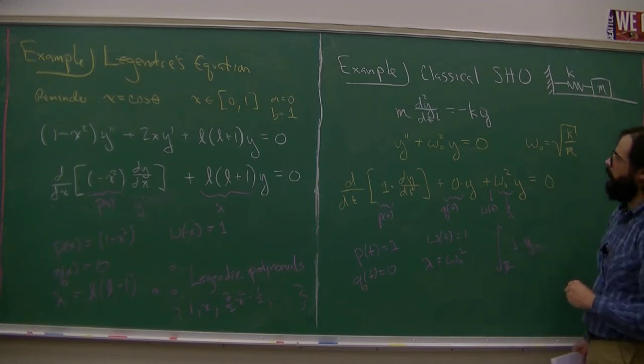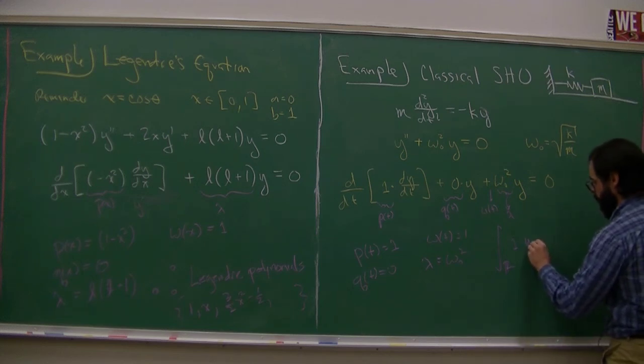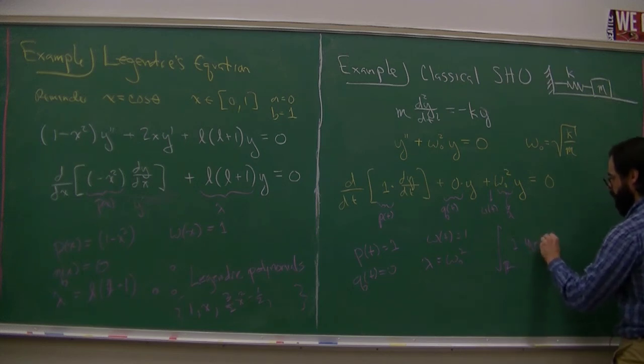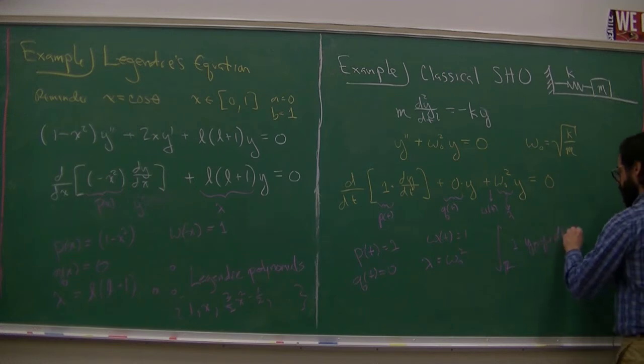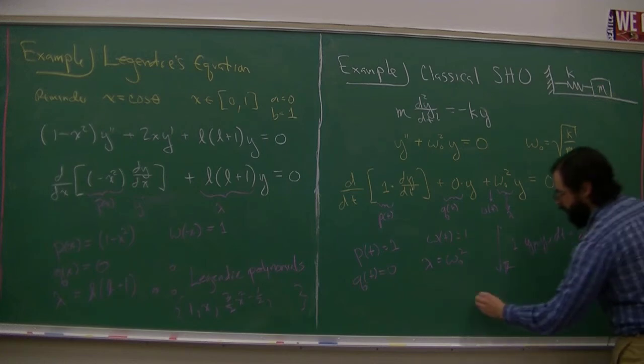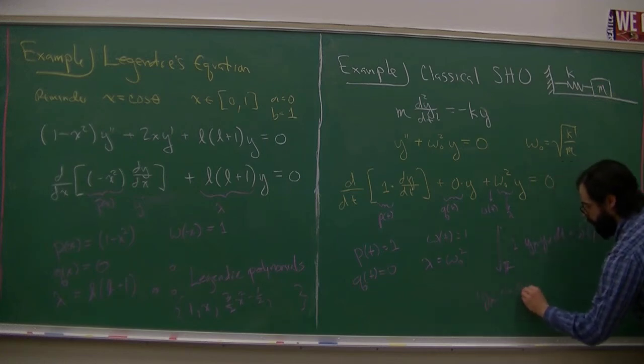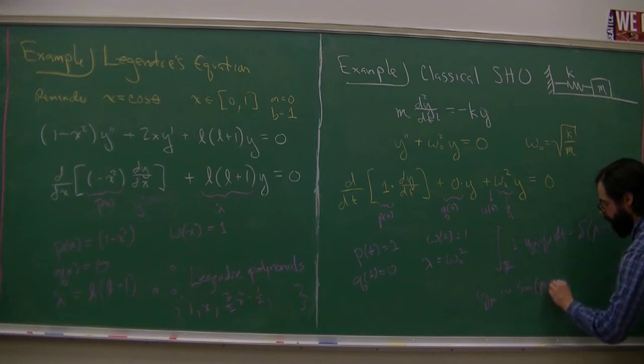Geez, we're already running out of Greek letters. How about y mu and y nu? dt equals delta mu nu. So these are going to be proportional to sine and cosine, so we have to figure out how to normalize them, which is tough because we're going over the entire real line. But y mu, for instance, would be proportional to sine mu of t.